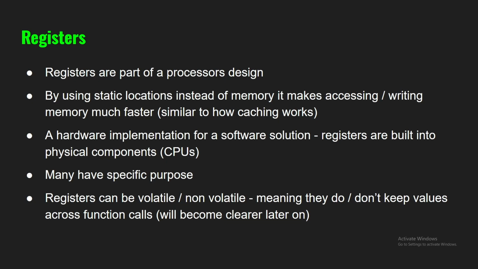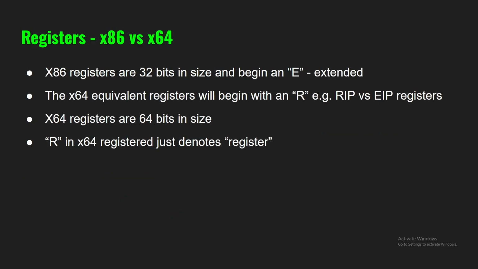Some do not, as we're going to touch on now. Registers can be volatile or non-volatile. This just means that across function calls, some of these registers' values are by default going to change. Some of them aren't. If they're volatile, they can change. They won't necessarily, but in other cases they might. That's just the volatility of them. The ones that aren't volatile, no matter what, aren't going to change across function calls. And as it says there, this will become a lot clearer later on.